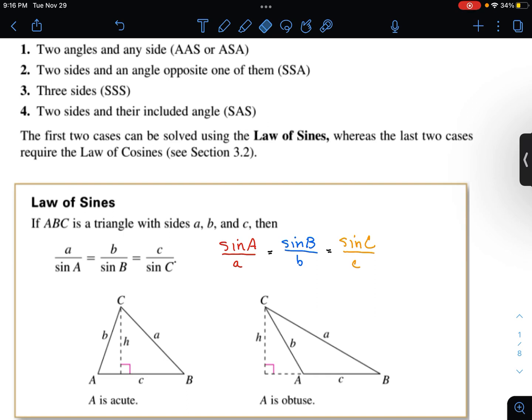Now, you do not have to solve a triple equality. We're just saying that either the sine of A over a is equal to sine of B over b, or sine of A over a is equal to sine of C over c, or B could be equal to C. One of those three relationships could be possible.